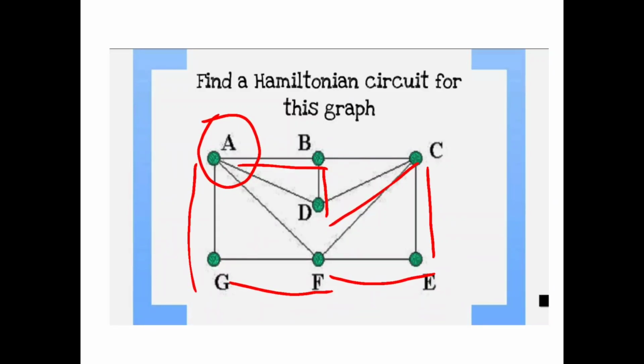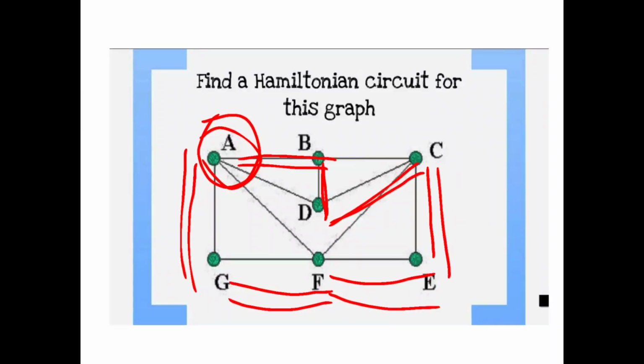For this example, the Hamilton circuit for the following graph is: starting vertex A to B, next B to D, next D to C, next C to E, next E to F, next F to G, next G to A. By covering all the vertices and reaching the starting vertex, this is a Hamilton path.